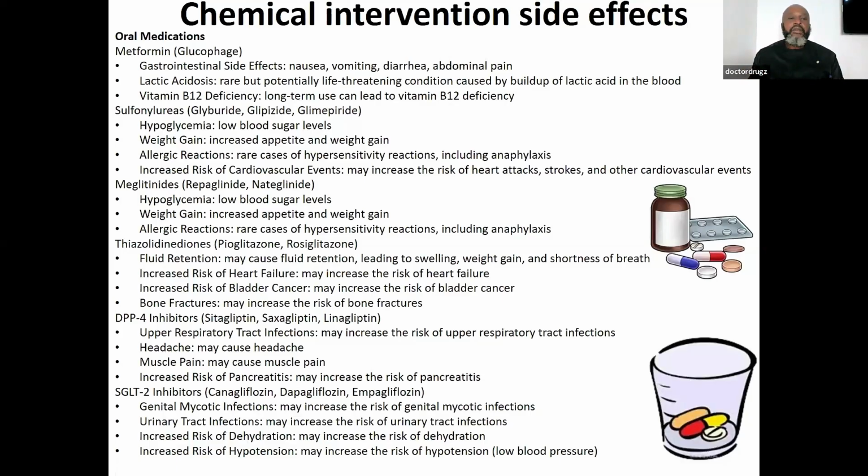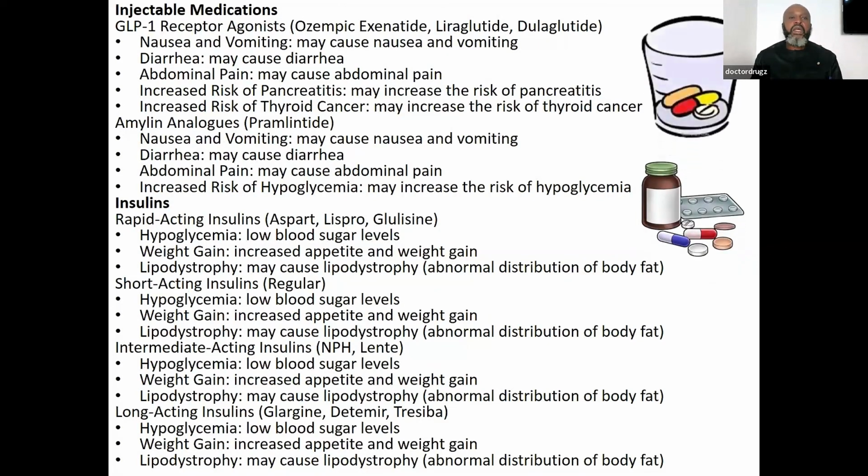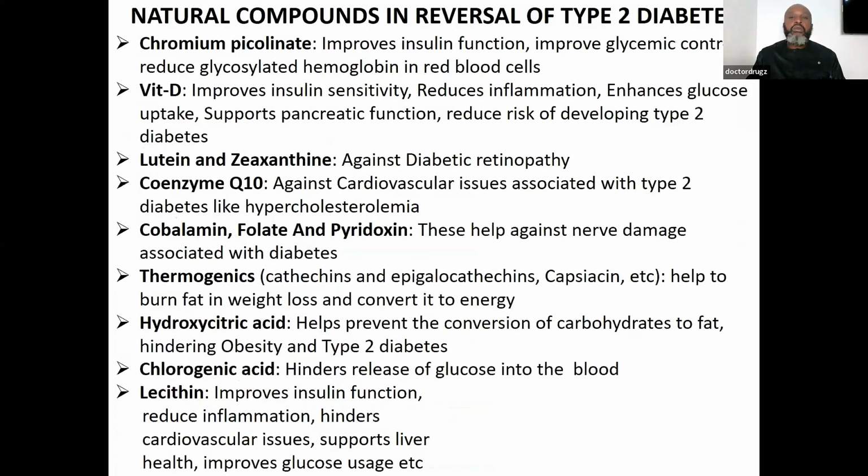Then let's look for some other one, the linagliptin family: upper respiratory tract infection, headache, muscle pain, increased risk of pancreatitis. Wonderful. I think we should just keep this part so we don't go too far. Ozempic: nausea and vomiting, diarrhea, abdominal pain, increased risk of pancreatitis. Wonderful. Increased risk of thyroid cancer. Okay, and so on and so forth. Let's just read this place. It's like a horror movie.